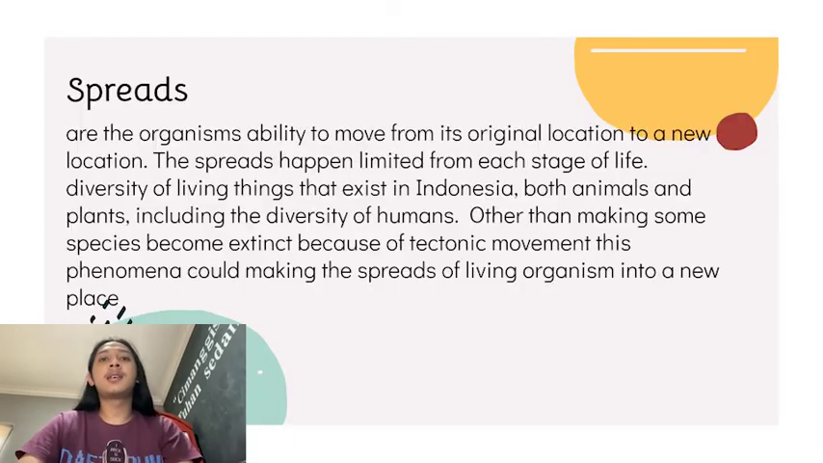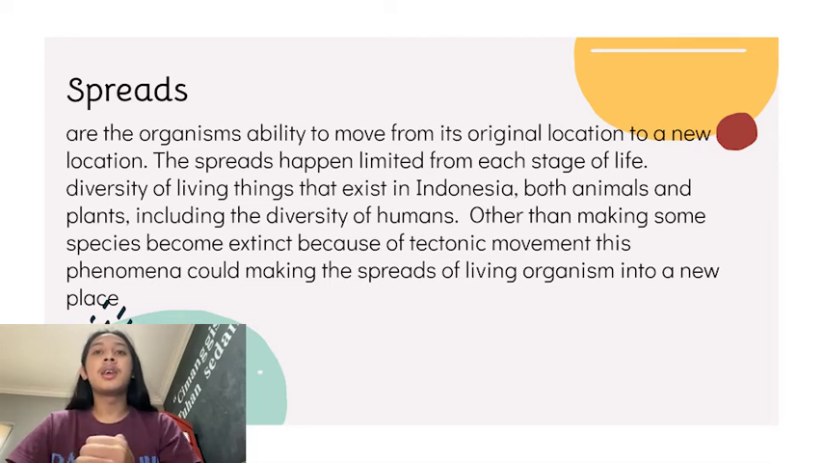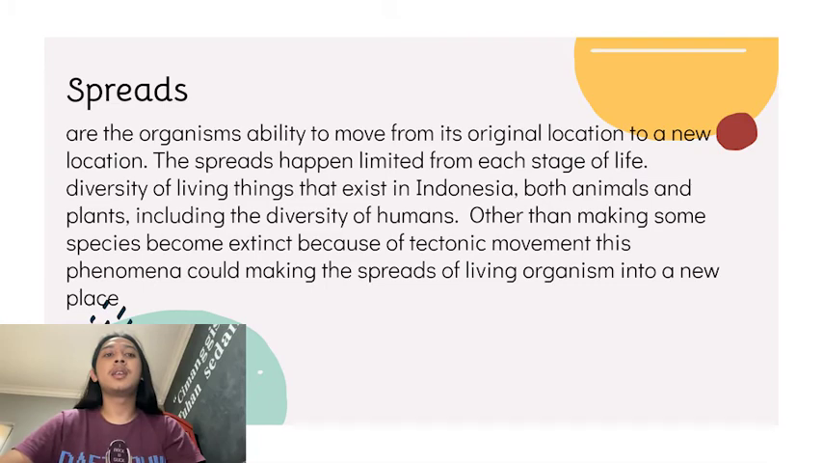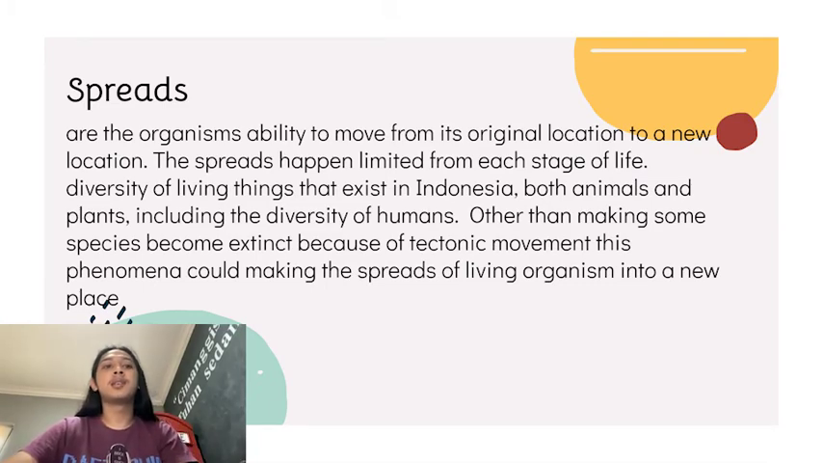Next, spreading is the organism's ability to move from its original location to a new location. The spreading happens at each stage of life. So, in Indonesia, both animals and plants can become extinct because of the tectonic plates. This tectonic movement phenomenon can also make living organisms spread into new places, so they spread to a new area.